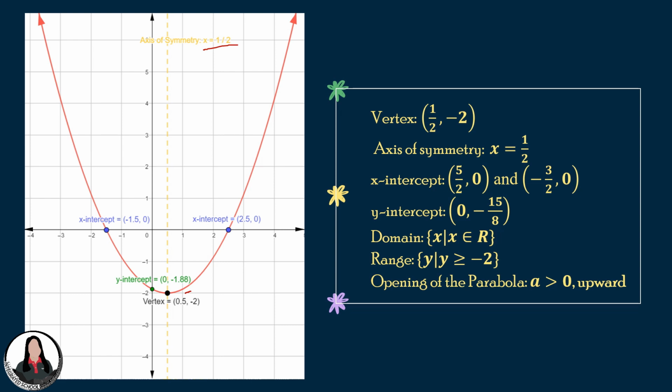And then sa domain, that is x such that x is an element of real number, and y ay values of y such that y should be greater than or equal to negative 2 only. Wala nang mas bababa pa sa value na yan. And the opening of the parabola opens upward.